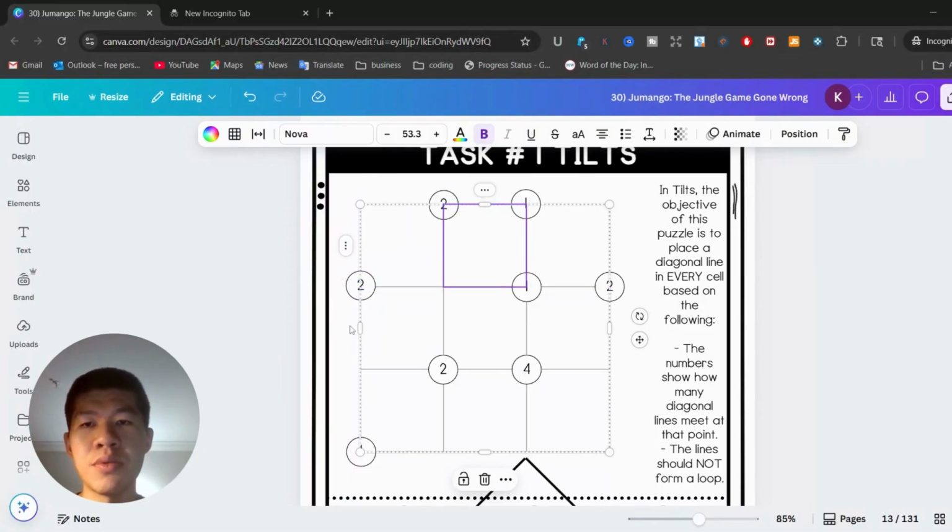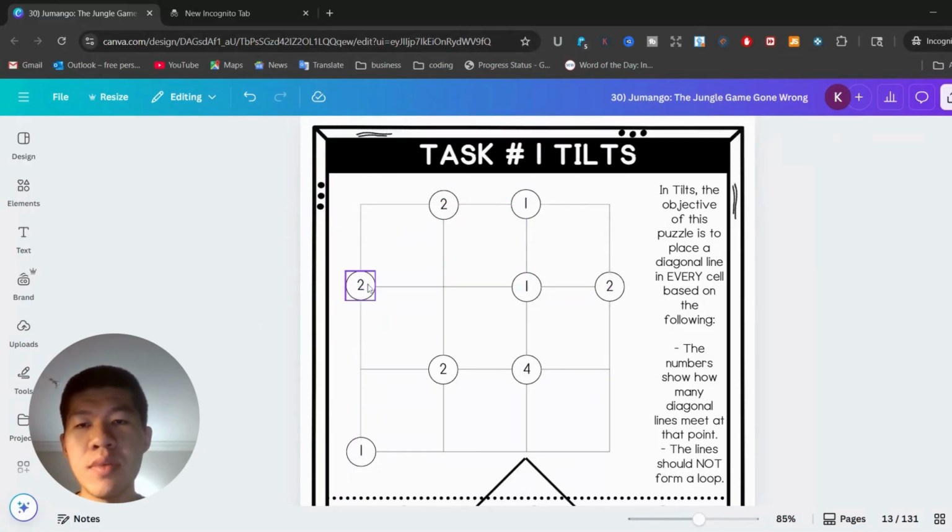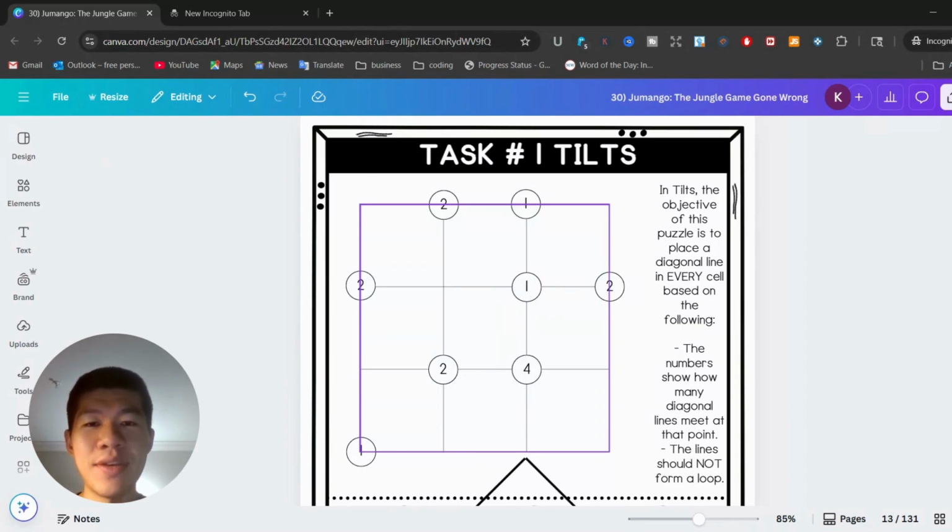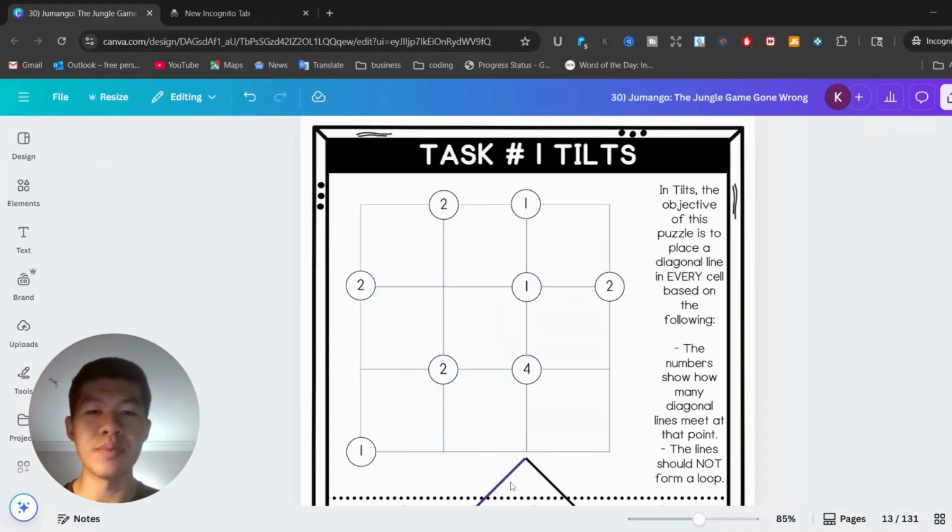Say, for example, if this is a 2, that means 2 diagonal lines will meet at this point. If it's a 1, that means 1 diagonal line will meet at this point, and so on and so forth. And at the very end, when you draw all your diagonal lines, they should not form a loop. So I'm just going to go ahead and start placing my diagonal lines here.